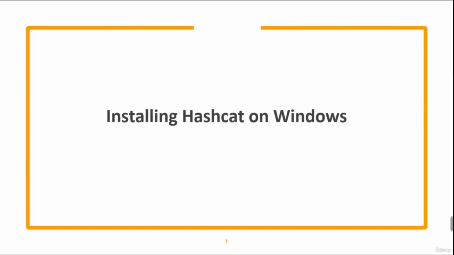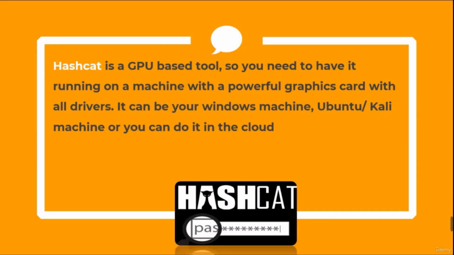In this lecture, we are going to see how we can install Hashcat on Windows. Hashcat is a GPU-based tool, so you need to have it running on a machine with a powerful graphics card with all drivers. It can be your Windows machine, Ubuntu machine, or you can do it in the cloud.